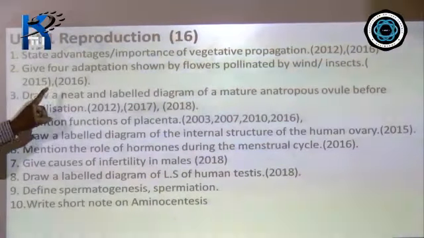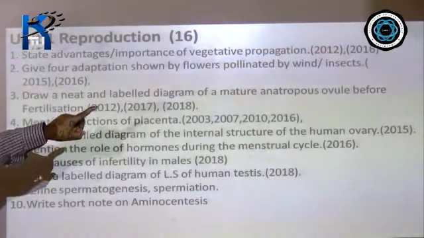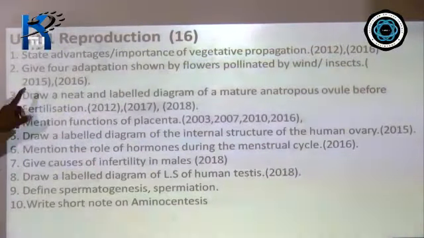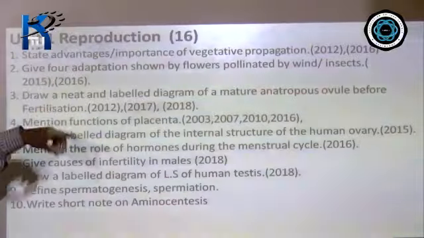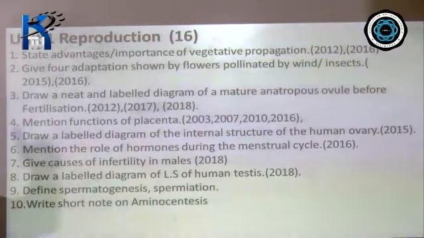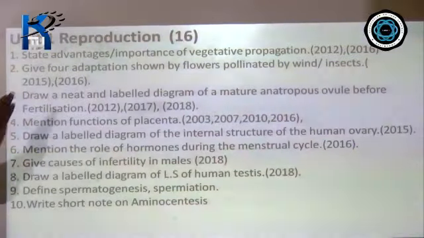Number 2, give 4 adaptations shown by flowers pollinated by wind and insects. This also has come in the year 2015-16, in 2000, in 2004. But I have taken from 14, 15, 16 onwards, whichever is repeated.